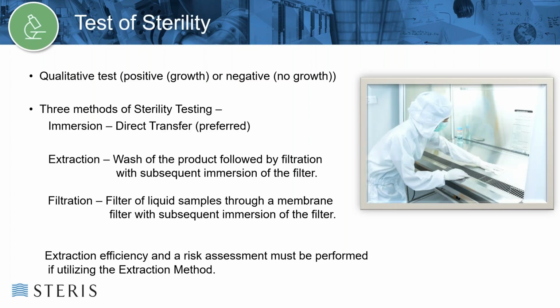Again, the test of sterility is a qualitative test where we get a positive, or growth, or negative, or no growth result. There are 3 acceptable methods within ISO 11137-2. The preferred would be the immersion test, where we directly transfer the sample into a liquid growth media. Extraction method is an alternative test where we can wash the product, followed by filtration of that wash liquid with subsequent immersion of the filter membrane into the growth media.